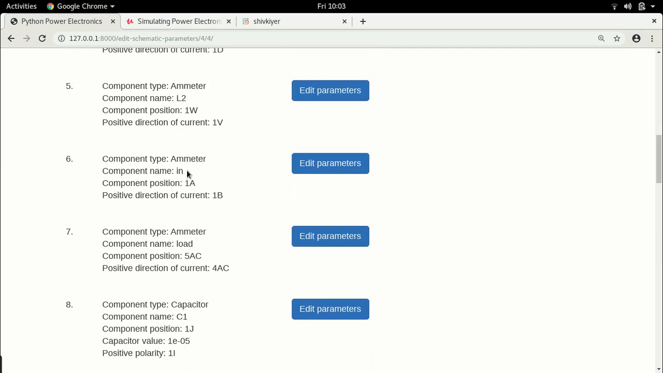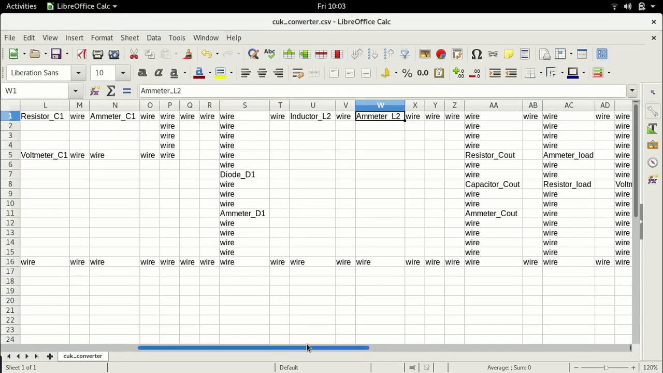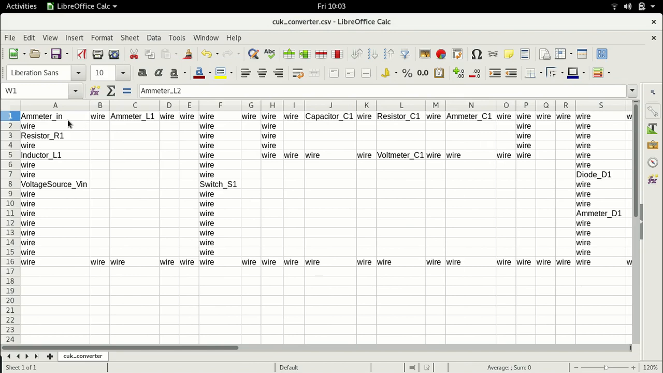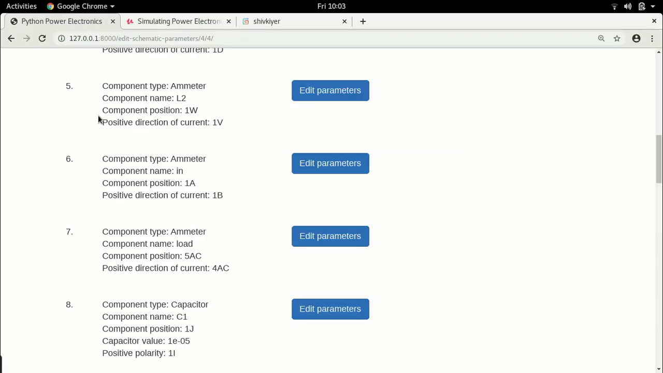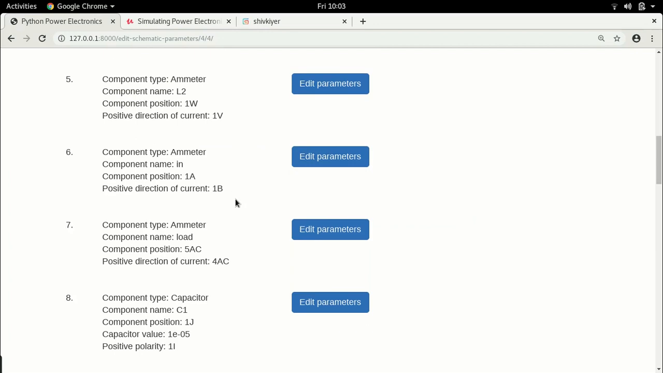Now look at the ammeter. The ammeter I in is this one. This is the input current, and just like the ammeter L1, the current in this branch is going to be flowing towards the right, which means the positive direction is towards 1B. Let's do that, and it's already 1B. We don't have to change it.